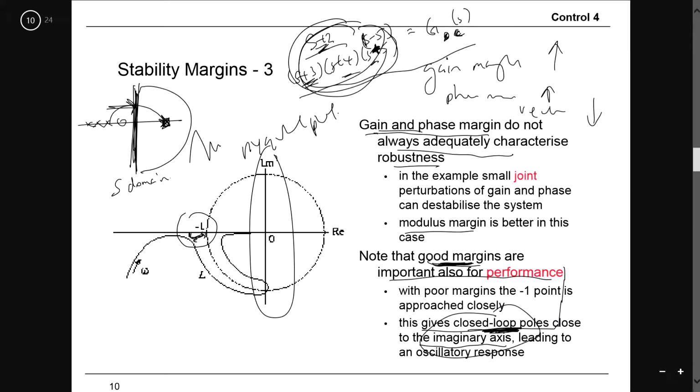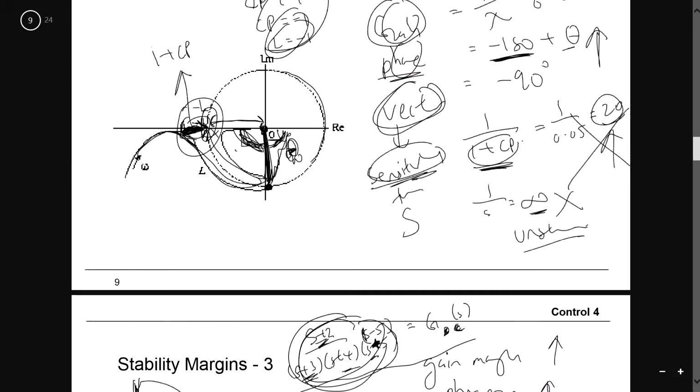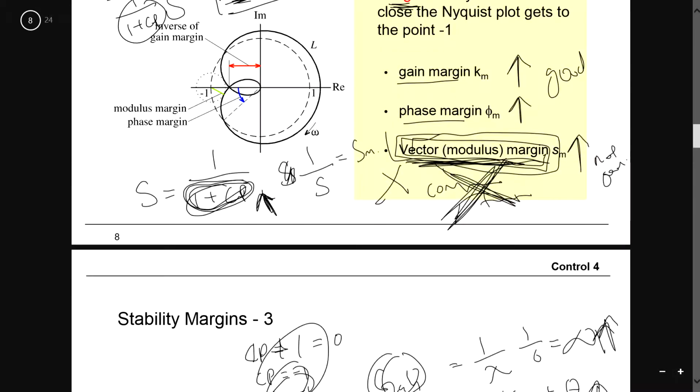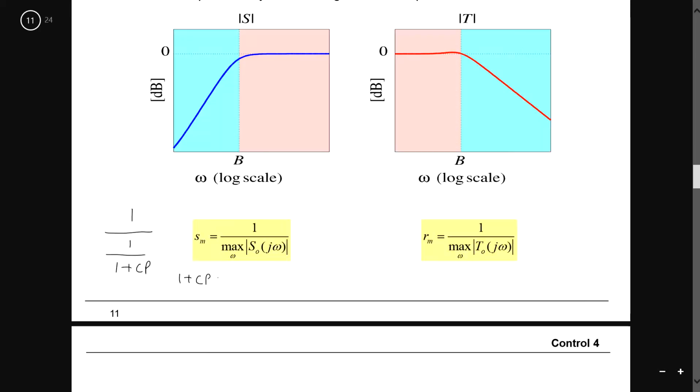From here, this is 1 plus Cp, correct? It's going to increase, so you're actually very far away from the -1. So therefore it's a measurement of stability. I just want to make clear that this definition for vector margin is not the one that I told you earlier, a few minutes ago, or a few videos ago. This is why I say that I suck.